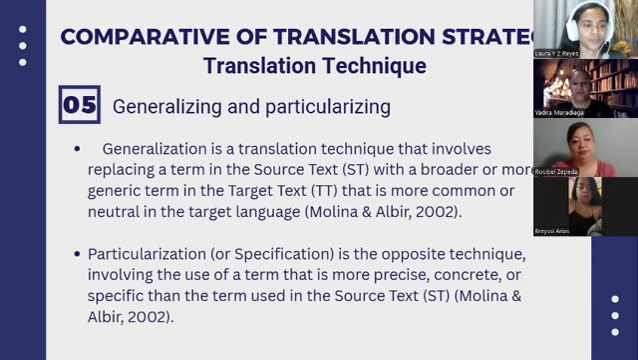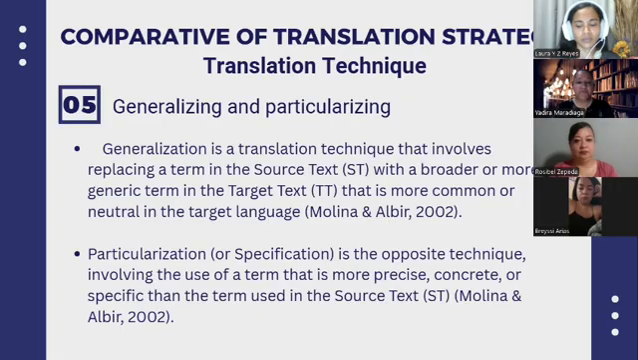Thank you. Now I'm going to talk about generalization and particularization. Generalization is a translation technique that involves replacing a term in the source text with a more generic term in the target text. Particularization or specification is the opposite technique, involving the use of a term that is more specific than the term used in the source text.